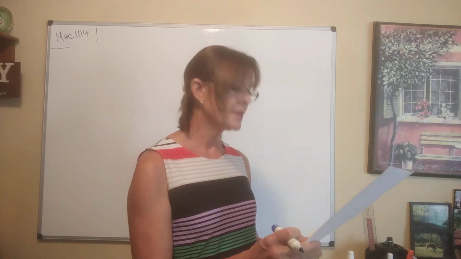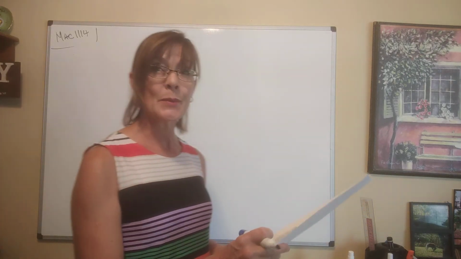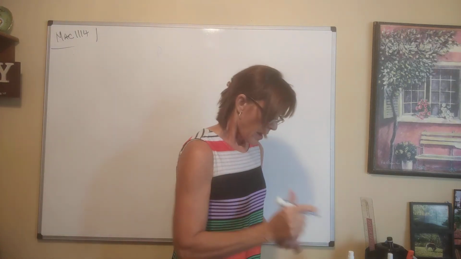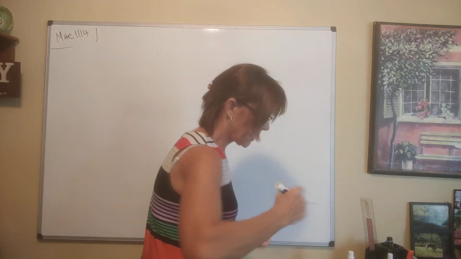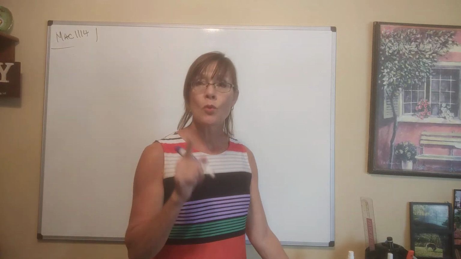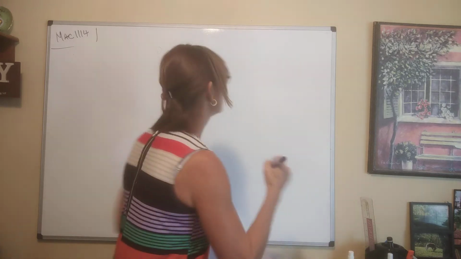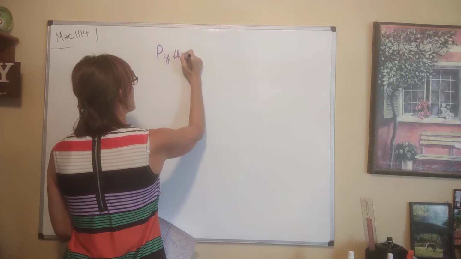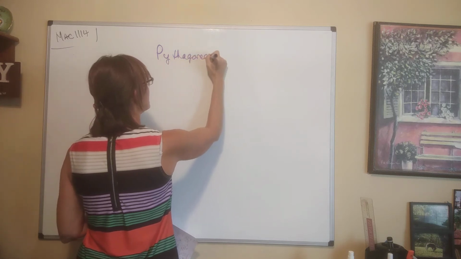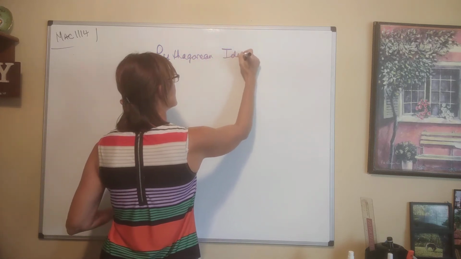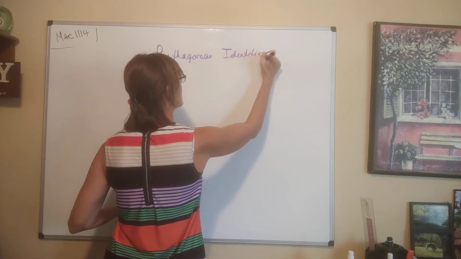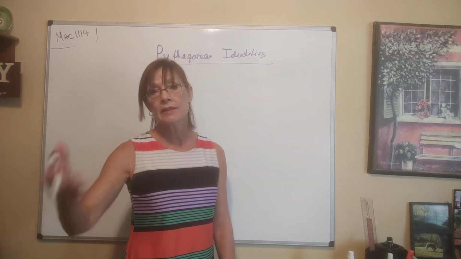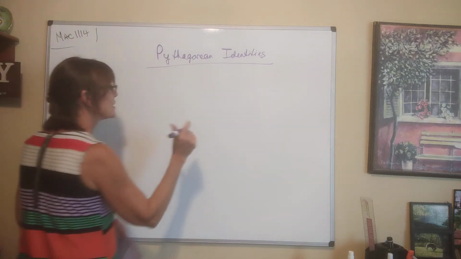Let me talk about the Pythagorean identities. These become important. So these are the Pythagorean identities. I memorize one of these and I figure out the rest. This is the same Pythagoras who gave us the Pythagorean theorem, and you can see some similarities in this.